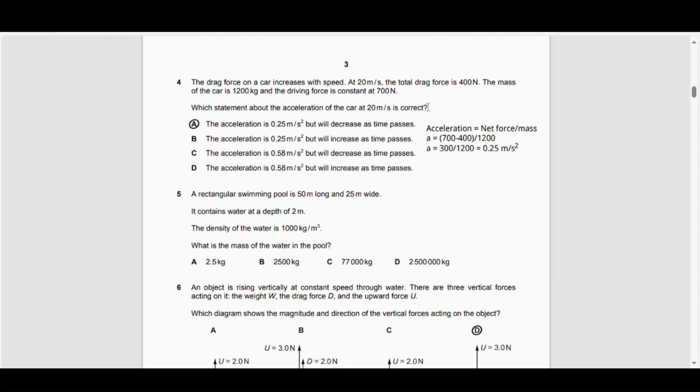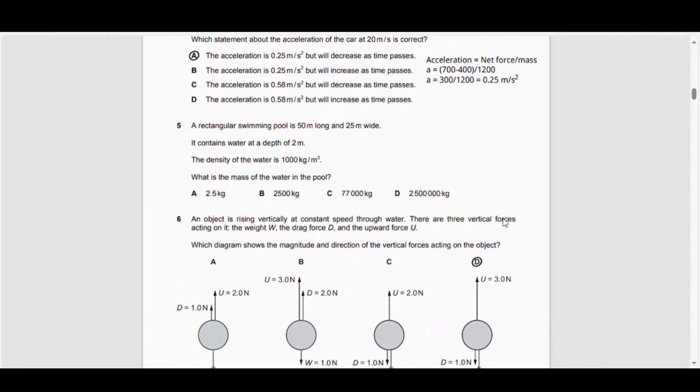So as the speed of the car increases, you will eventually have more and more drag, till at one point you're going to have the drag balancing out the driving force, or coming close to it. So you will not have the acceleration increase. That is the acceleration of 20 meters per second, but it will decrease as time passes because it's an accelerating object. The speed increases, and as the speed increases, drag force increases, and as the drag force increases, the net force acting on the body decreases.